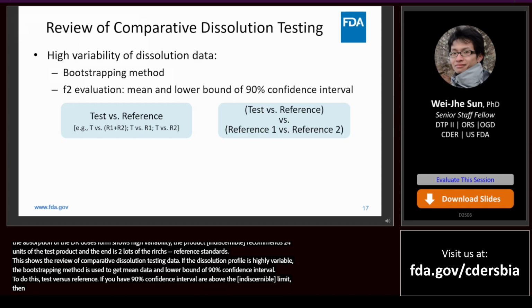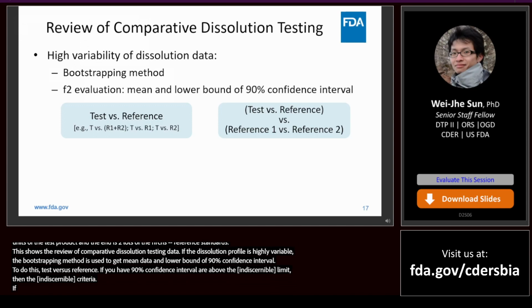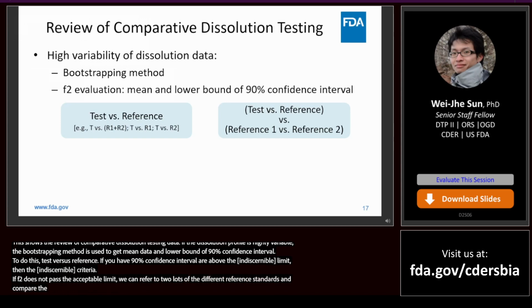If F2 does not pass the acceptable limit, we can further calculate the data between two lots of the reference standards, and then compare the value of test versus reference to reference versus reference for the dissolution evaluation.